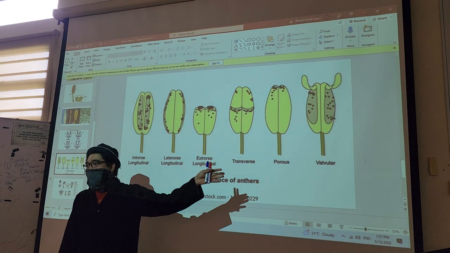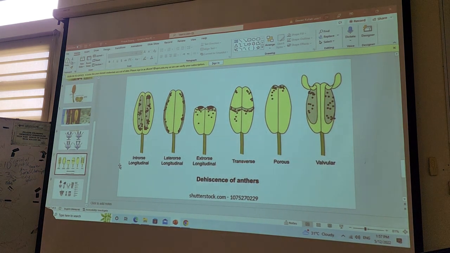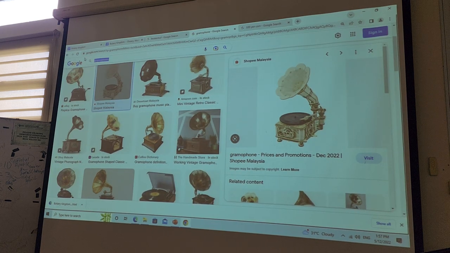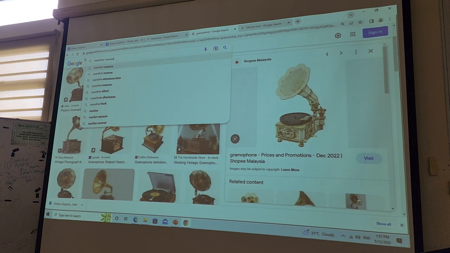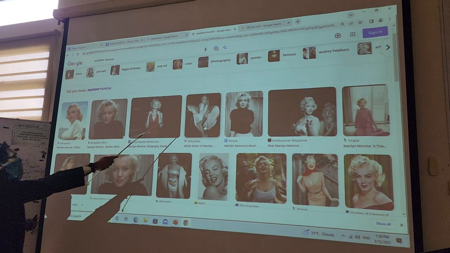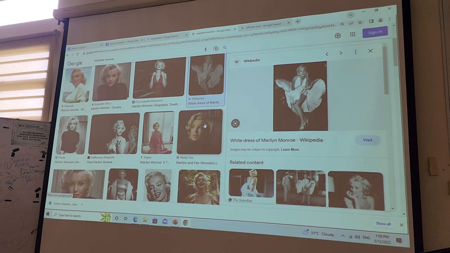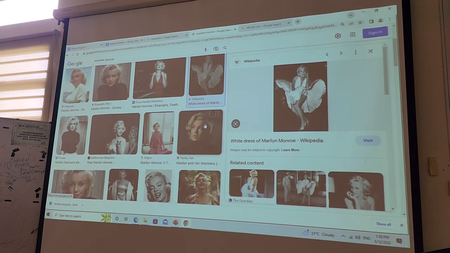But in the case of Marilyn, no spores coming out. No pollen coming out. She held the skirt down. Okay. Search Marilyn Monroe. This. No need to make it too big, right? Yes. So the valvular, one side of the anther, it opens like that. Like the skirt goes up. Then closed again.